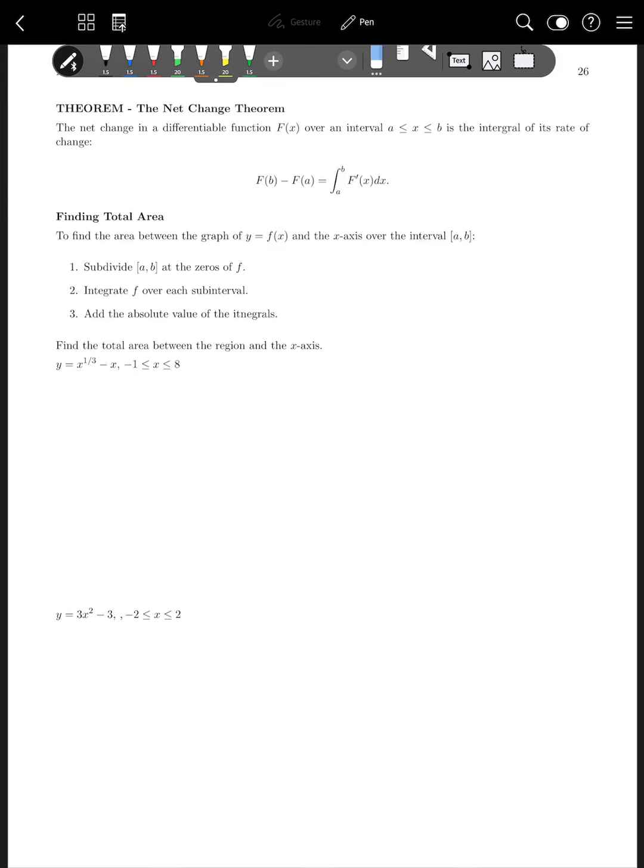But what we really want to focus on is finding total areas. So one of the things you run into when you're doing definite integrals is, let's say this is my graph, and then here's my function. I want to do the definite integral from here to here. Okay, here's my a, and here's my b.